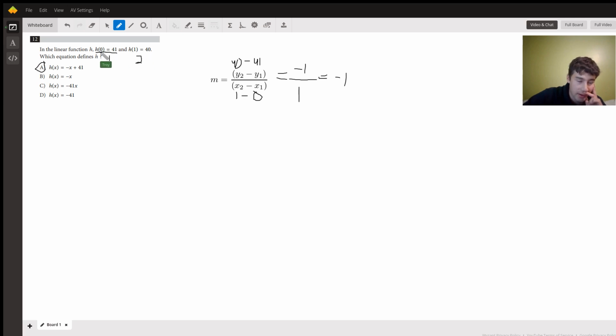And we've already done this one, but if you plug 0 in for x, you are going to get 41 for h of x. So that's just a little way you can check. If it's a more complex equation, then it's definitely a good idea to do that. So yeah, there you go.